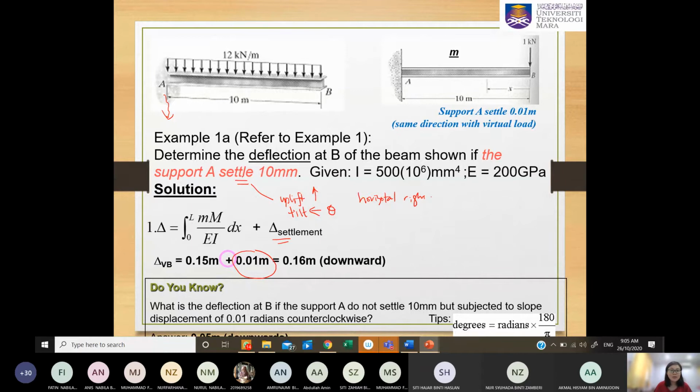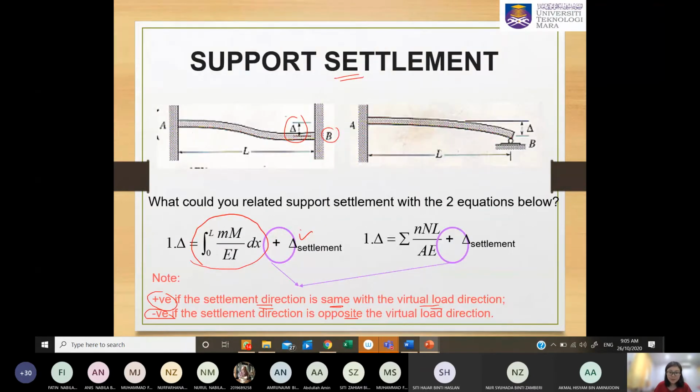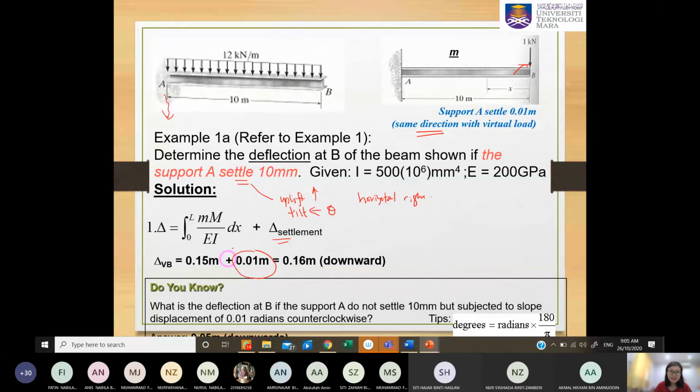Something like that. So now this is going down. You know that the sector is going downward, and it is the same direction as what you have assumed for your virtual work direction. So just now our tip is, if same direction, we have a positive delta. So therefore you use a plus here, then you get the answer right now. Because of this additional effect of support settlement, we have moved more downward by this 10 mm.